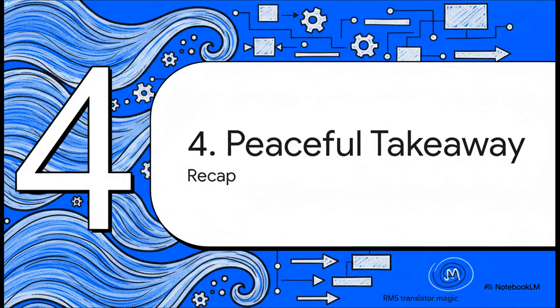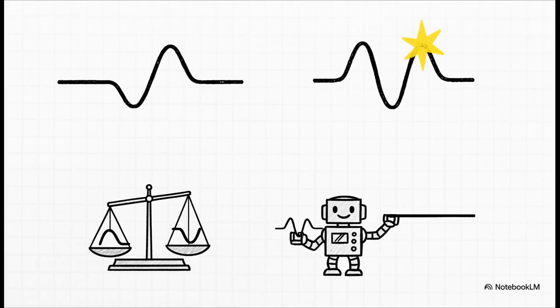Section 4. A peaceful takeaway. Let's move to our summary and see how this all builds together. You've navigated through the complex shifting waves and uncovered the magic of the RMS translator. So the crucial point is really just contained in these 4 simple truths.